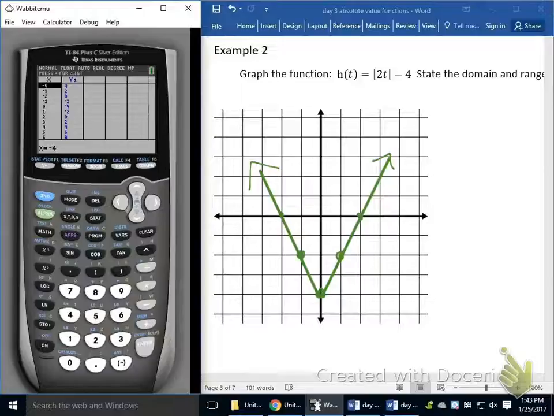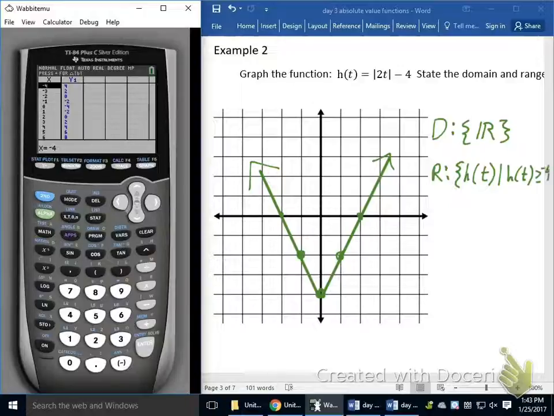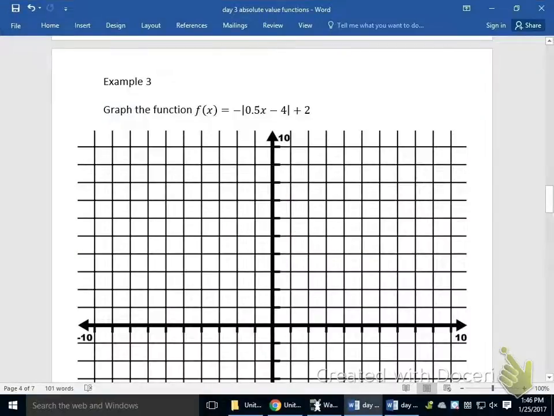For every single one of these absolute values, unless you've got a domain restriction, your domain will be all real numbers. Now for this one, your range is going to be greater than or equal to -4 is where it's starting at, but it does include -4. So I'm going to say h of t is such that h of t is greater than or equal to -4. And I'm done.